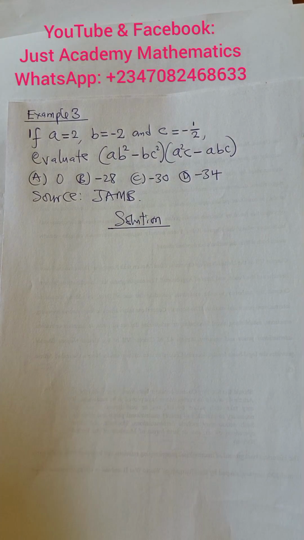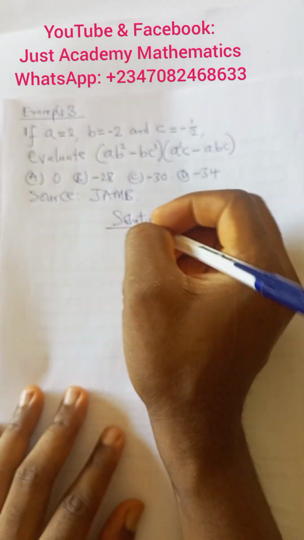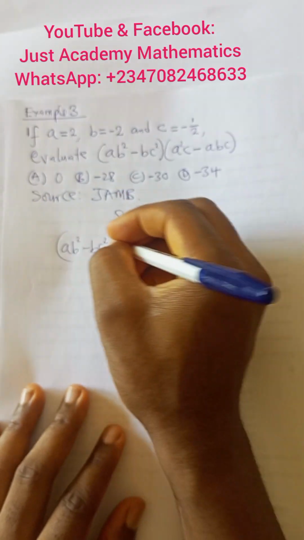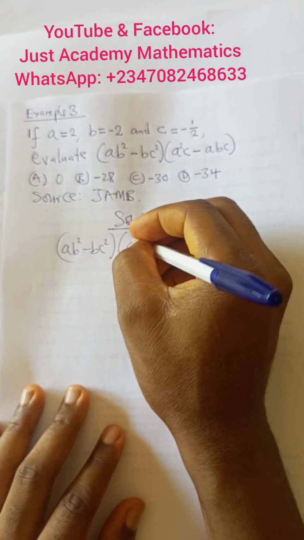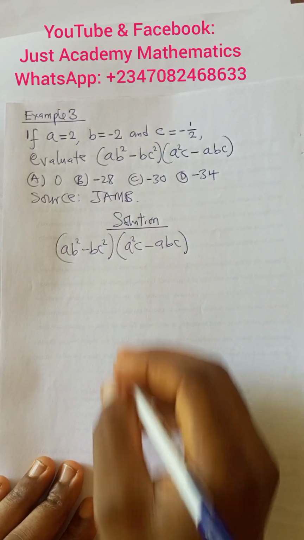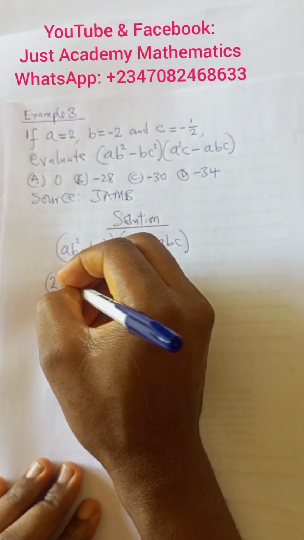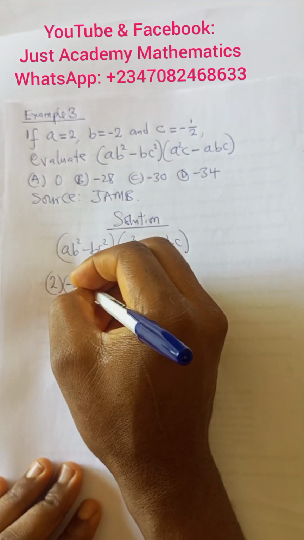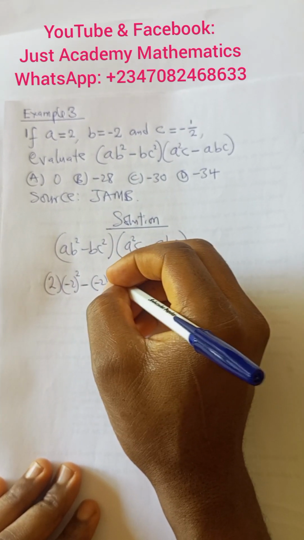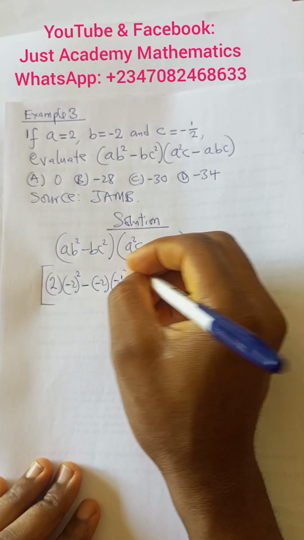So we just substitute yet again. Now, anywhere you see, okay, let me state it first: AB square minus BC square times in A square C minus ABC. Of course, we know what to put. When we see A, we replace A with 2. We replace B with what? Minus 2. Then here there is square. Minus. We replace B with minus 2, and C with minus 1 over 2 square. This is for the first bracket.